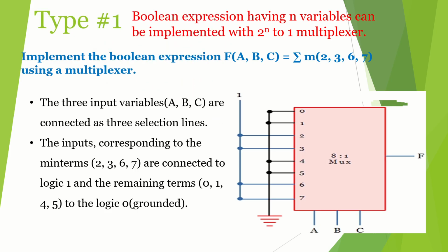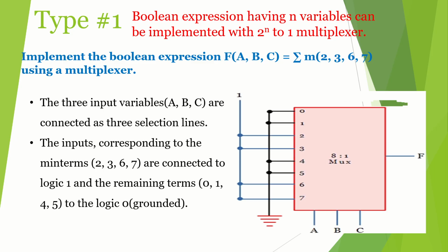So the first type is: a Boolean expression having n variables can be implemented with a 2 power n to 1 multiplexer. That means if the Boolean function has n variables, for example, in the below example, you can see the Boolean expression f is a function of a, b, c. There are 3 variables. So for these 3 variables, the selection lines are 3. So the variables and the selection lines are both equal, that is type 1.